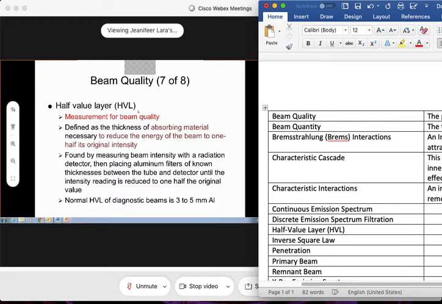That is a standard. That is basically saying the FDA, the NRC, everyone is requiring that you operate your machine safely at a total filtration of 2.5 millimeters of aluminum. However, the half value layer is a quality check. It is defined as the thickness of the absorbing material, whatever that material is going to be. Most times it is aluminum. We like aluminum.